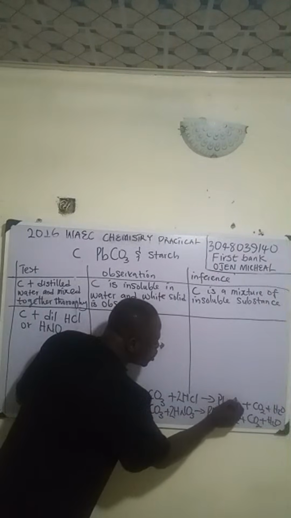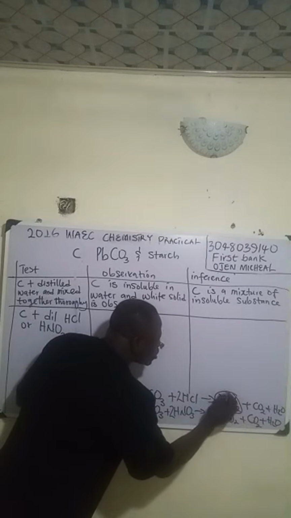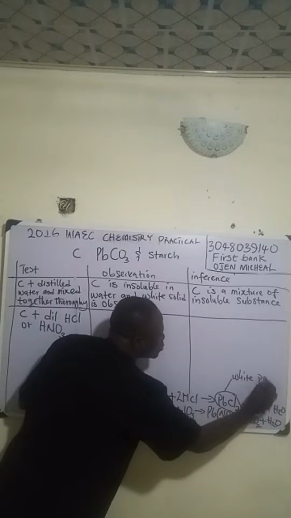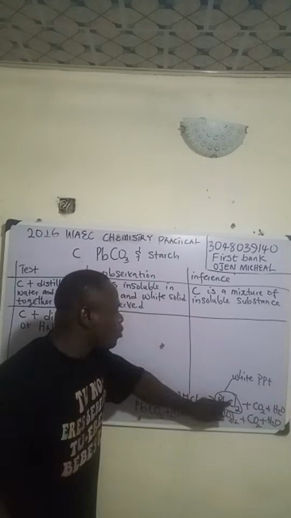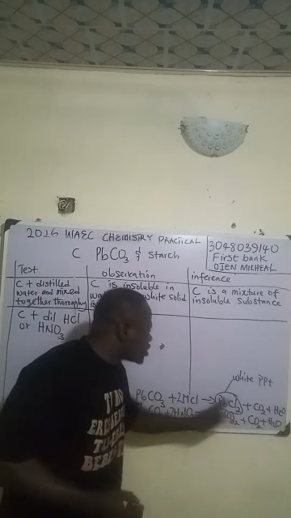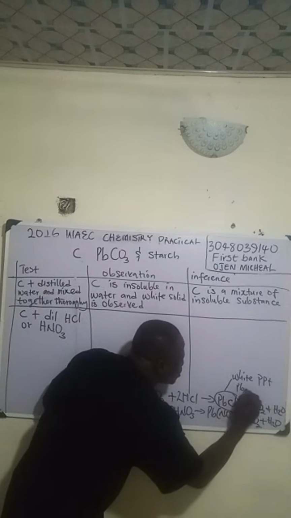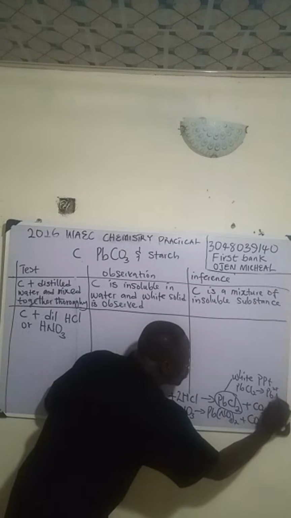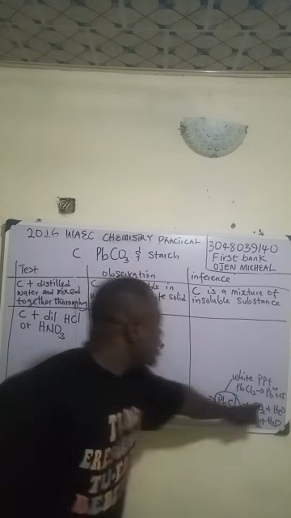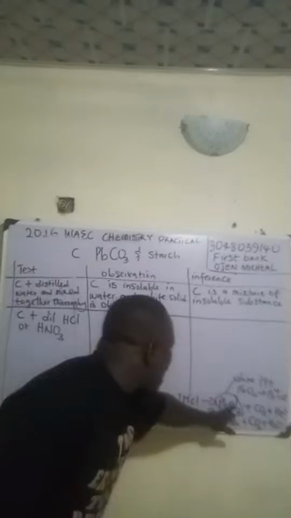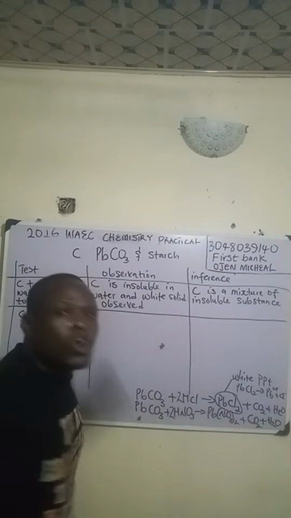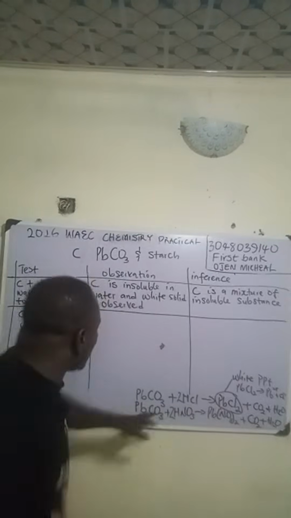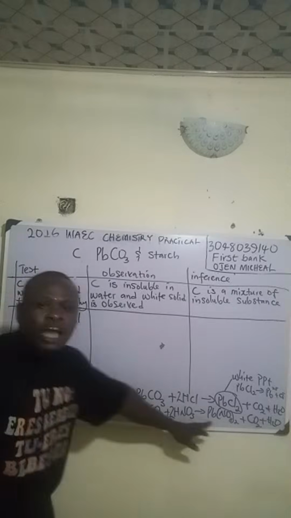This one is insoluble. White precipitate, and it's insoluble. Since it is insoluble, you need to heat it. If you heat PbCl2, it gives Pb2+ and Cl minus. That is why if they give you HCl, they will ask you to heat it. But if they give you HNO3, they will not ask you to heat it.